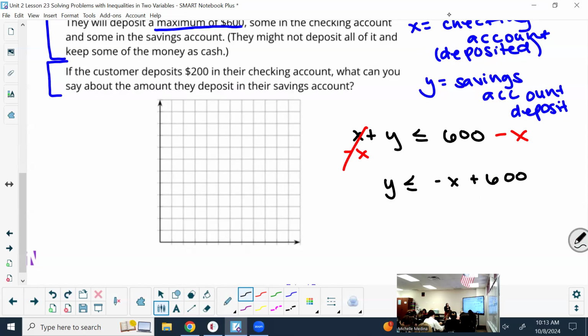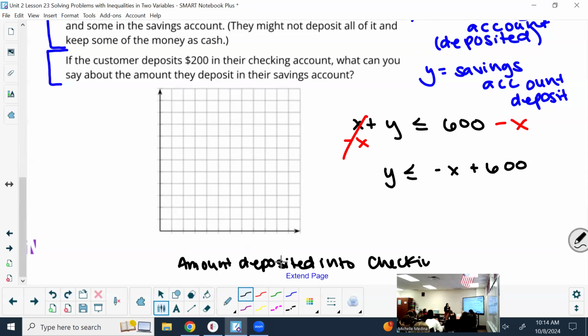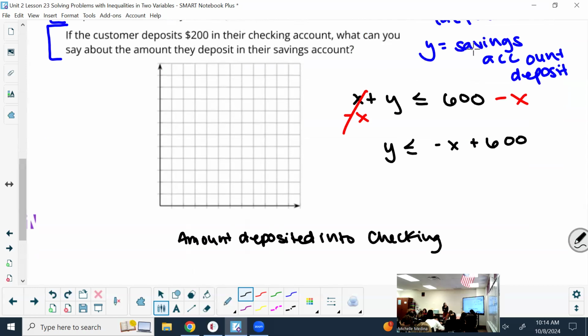Take note of what you labeled your variables for when you graph it. If X is supposed to be my amount deposited in the checking account, then put that on your X-axis. Amount deposited into checking. And then the Y-axis is going to be the amount deposited into the savings. So we should be writing, not saying.